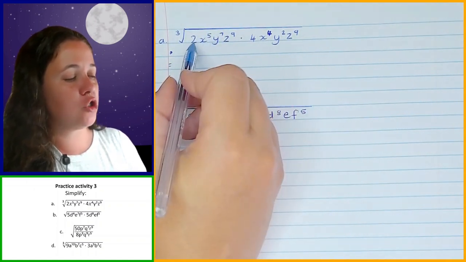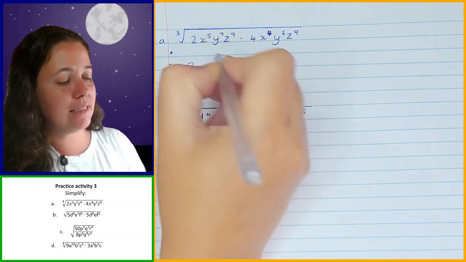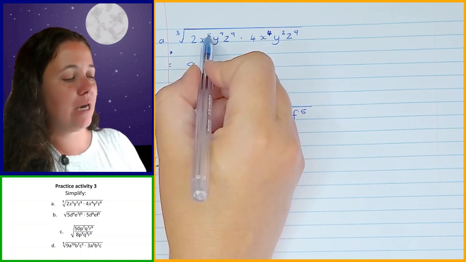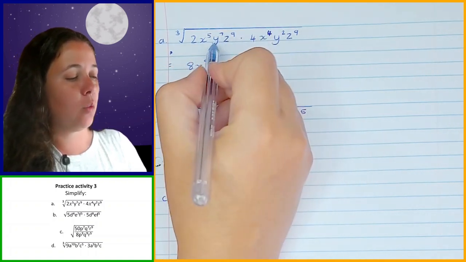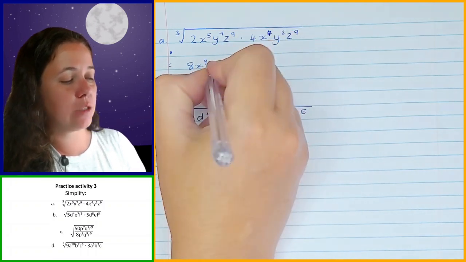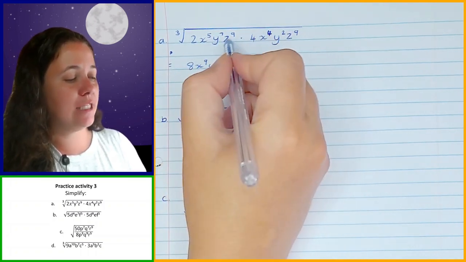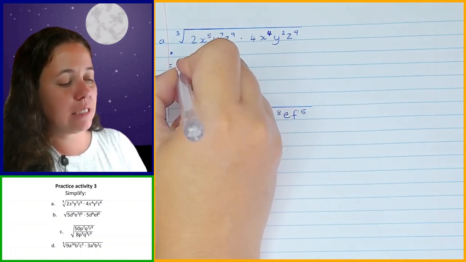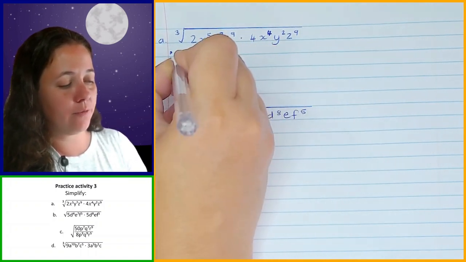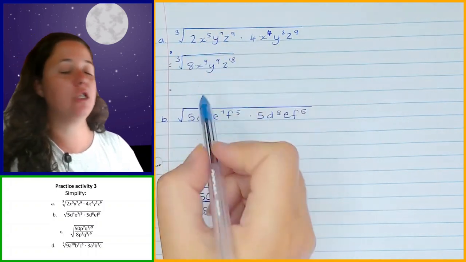So I have 2 times 4 is 8. X to the power of 5 times x to the power of 4 is x to the power of 9. Y to the power of 7 times y squared is y to the power of 9. And z to the power of 9 times z to the power of 9 is z to the power of 18. So this is now what I'm finding the cube root of. And now I'm going to simplify that.